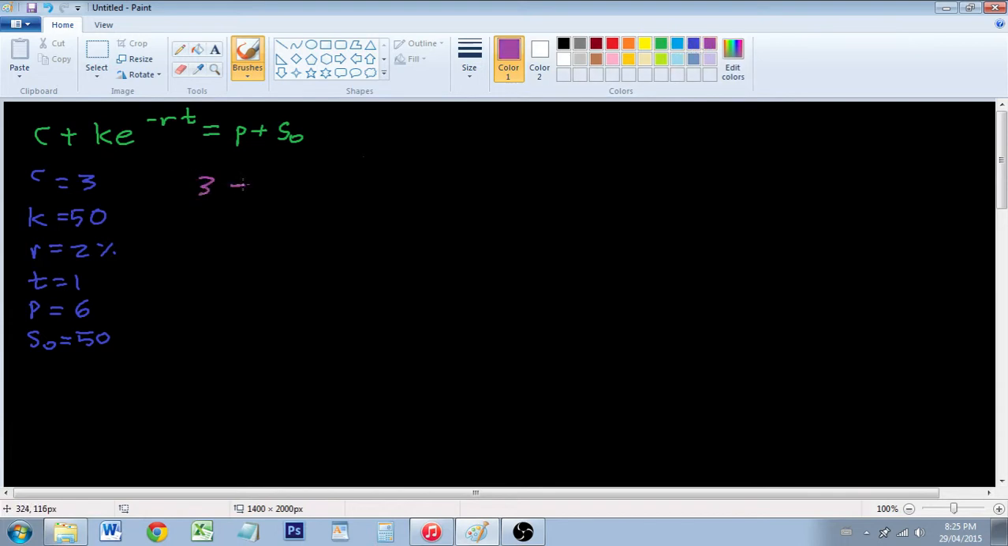So just plug into the formula, $3 plus 50 to the power of 0.02 times 1 is equal to the price of the put, which is $6 plus 50. So on this side we're going to have $52.01, and on this side we're going to have $56. So using this information, the right side is relatively overpriced, and the left side is relatively underpriced.